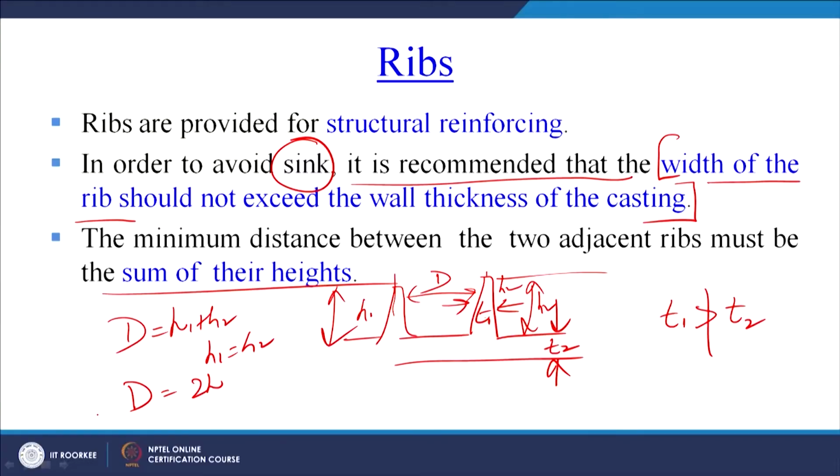Again, these are important guidelines. I am reading the guidelines again so that you can keep them in mind. In order to avoid a sink, which we will see, a sink is something like this, it is recommended that the width of the rib should not exceed the wall thickness of the casting. So T1 should not be greater than the wall thickness T2. The minimum distance between two adjacent ribs must be the sum of their heights. So the distance D must be equal to H1 plus H2, and if the ribs are of the same height, equal to 2H.